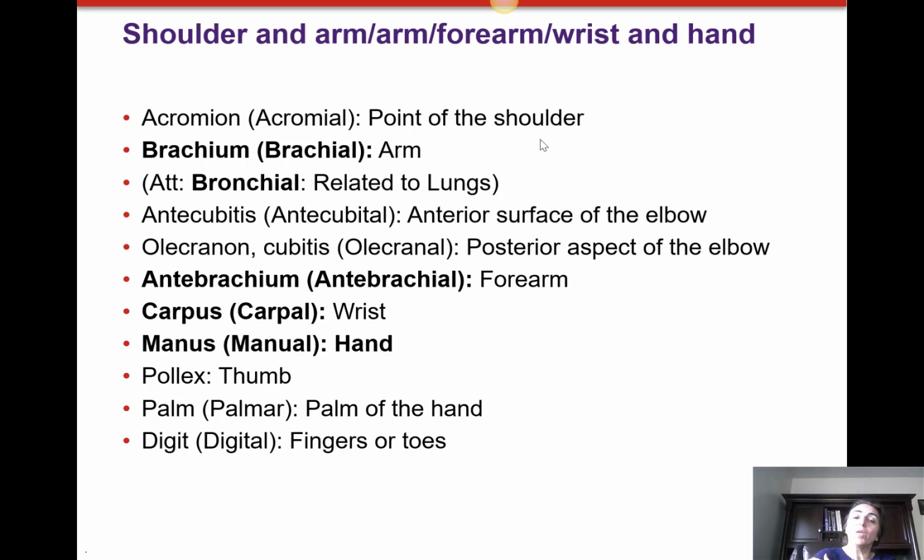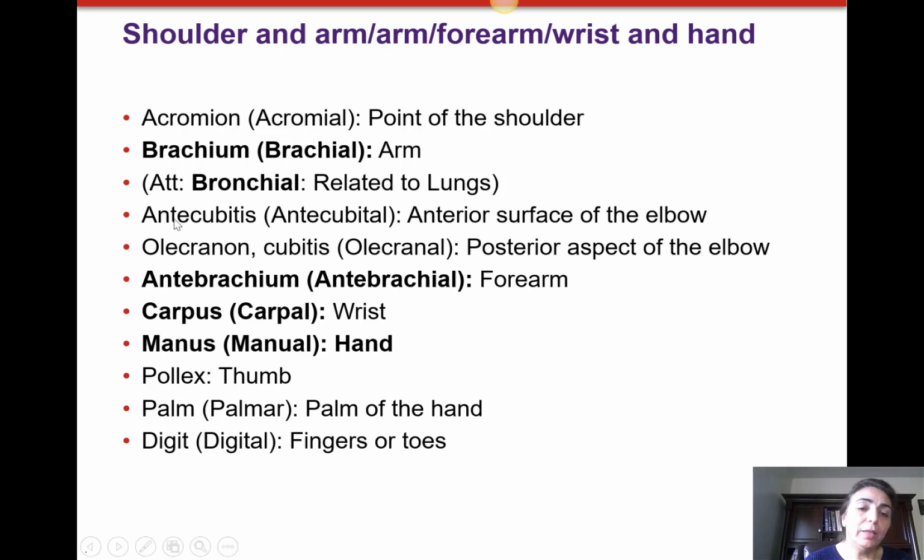Then we have the brachium. That's the arm area, whatever related to that is called brachial. Pay attention that brachium and brachial are different from bronchial. Bronchial is related to lungs, bronchus and bronchi. It has an O in it, right? But brachium and brachial is related to the arm. Then we have antebrachium. That's this one. Antebrachium means forearm, between the elbow and the wrist.